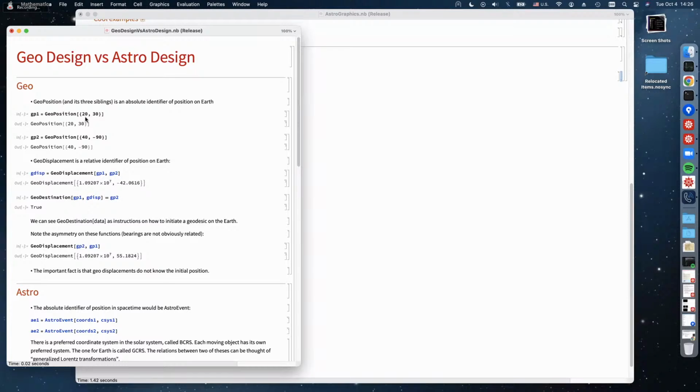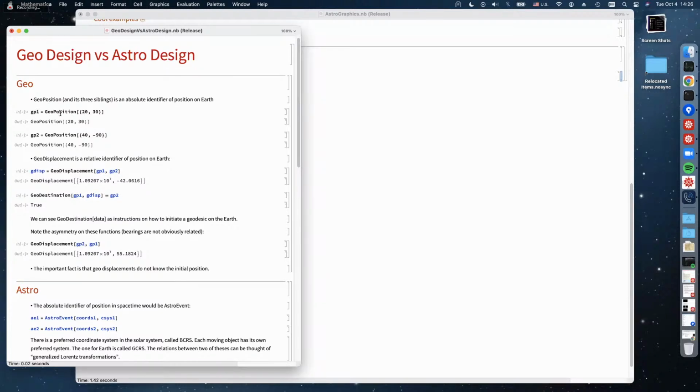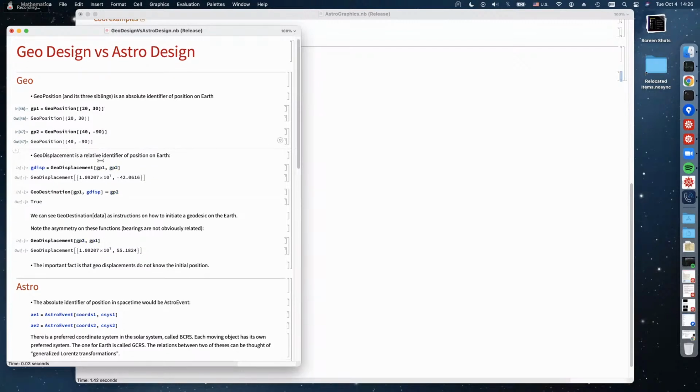In geo, we have two main types of objects. We have the geoposition and geoposition XYZ, etc., which are absolute identifiers of position on Earth, like we have these two, for example. Then we have the geo displacements, which are relative identifiers. We can say, give me the displacement from this first position to this second position, and we get the distance in meters and an angle. The main point is that the geodisplacement does not remember where it started. So we can use geodestination to say, if we start at this first geoposition with this geodisplacement, we get back the second one.